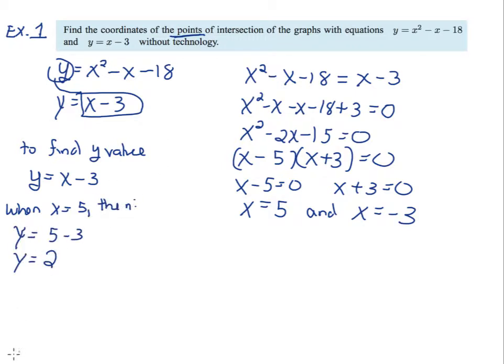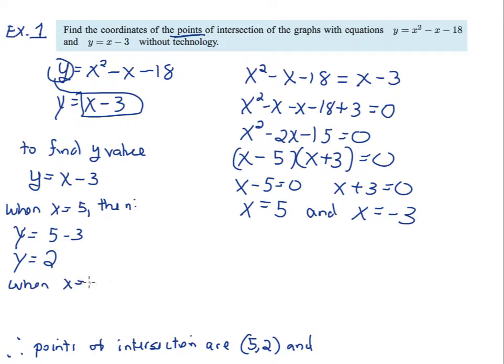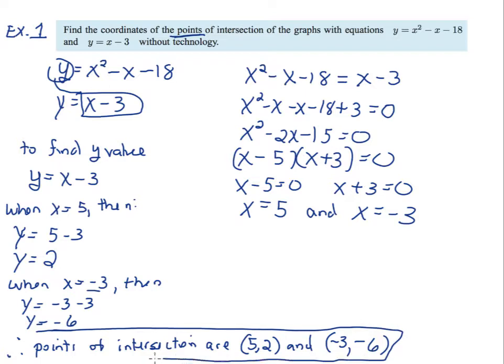So when x equals 5, my y is 2. So therefore, one point of intersection is the point 5, 2. To find the second point of intersection, I'm going to replace x with -3. So when x is -3, then y would be equal to -3 minus 3, or y equals -6. So our second point of intersection is the point -3, -6. You've solved your first intersection equation.